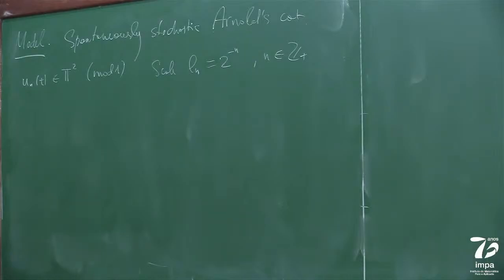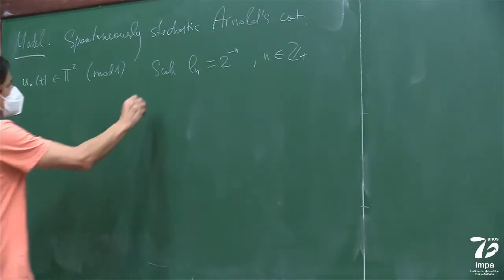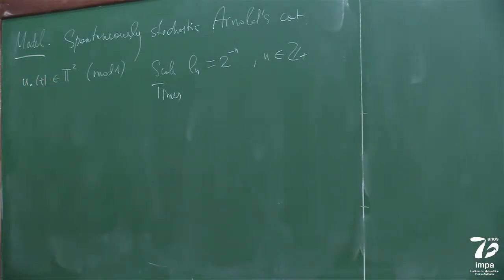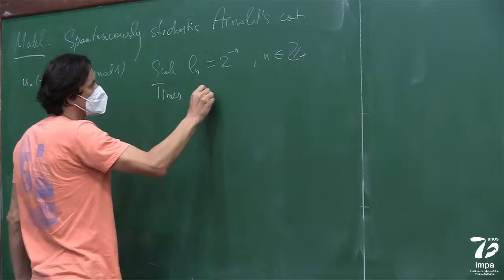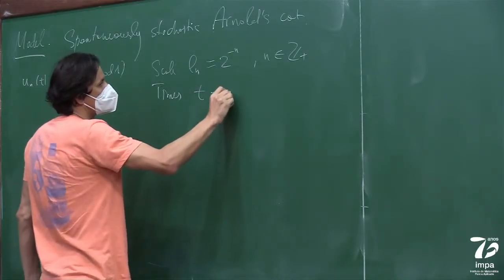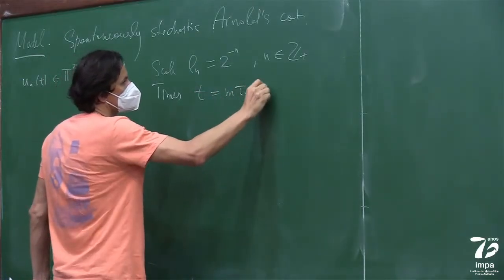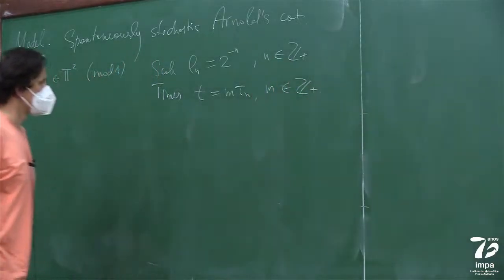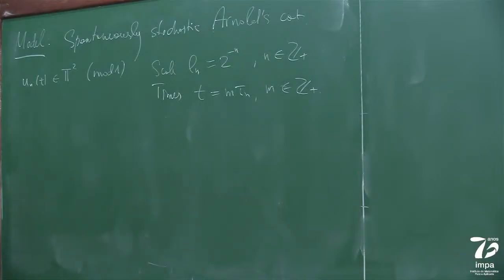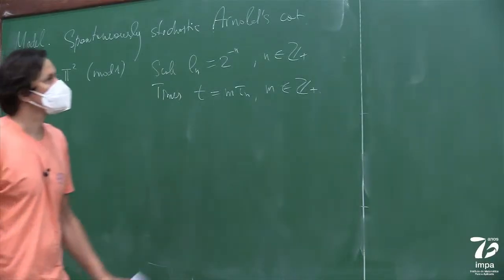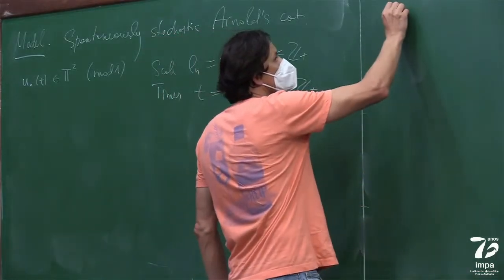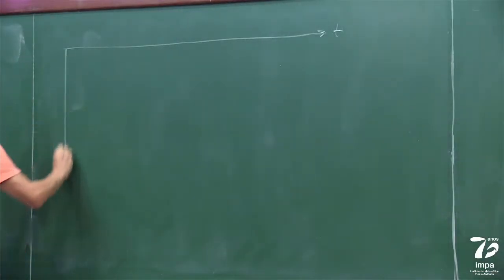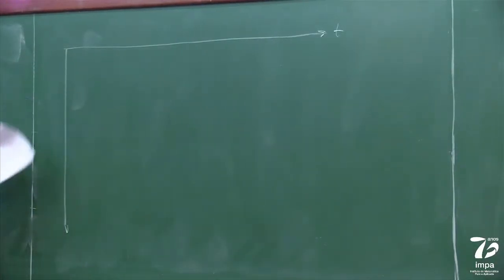So n is an integer starting from 0, and times are given in terms of the turnover times, which are the same as scales. So times can be m tau n, where m is also an integer. So at the end, we end up with a structure, which I put here. So we have timeline, and we have scale, which will go down, so smaller and smaller scale.